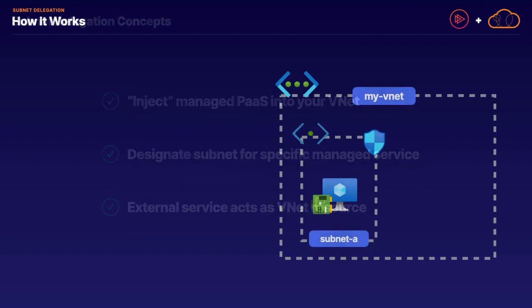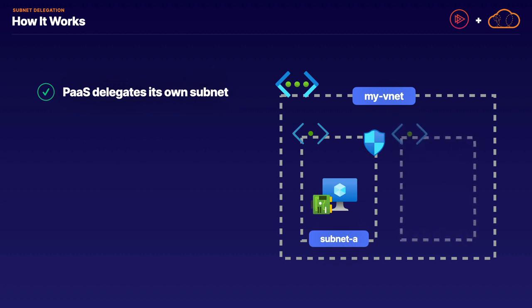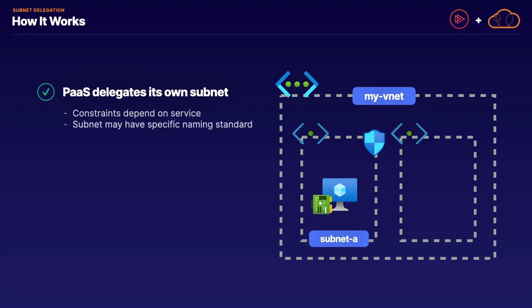So how exactly does this work? Well, the main thing you need to keep in mind is that there isn't a single method of implementing delegated subnets. It relies purely on the specific service we're trying to implement. However, there are a few key points that we do want to cover. Overall, a platform as a service will delegate its own subnet inside of your virtual network. However, some of the constraints and boundaries of this delegated subnet depend on the service that we are injecting into our network. Some external managed services may have a specific naming standard for that subnet.